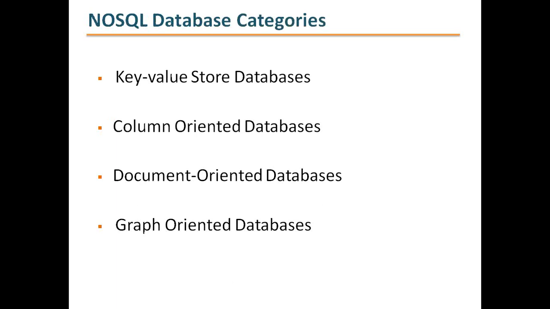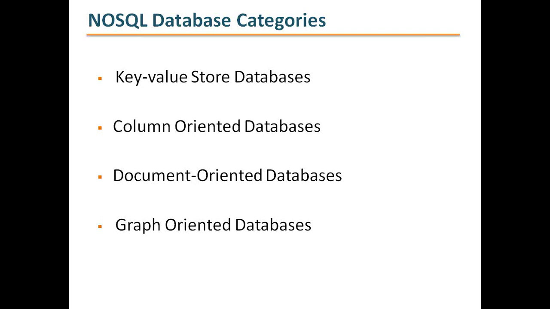These are the different NoSQL database categories. We will have different databases: key value store databases, column oriented databases, document oriented databases, and graph oriented databases.